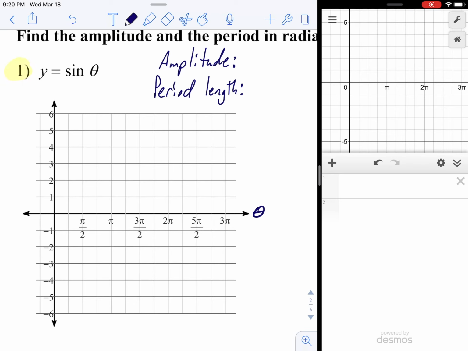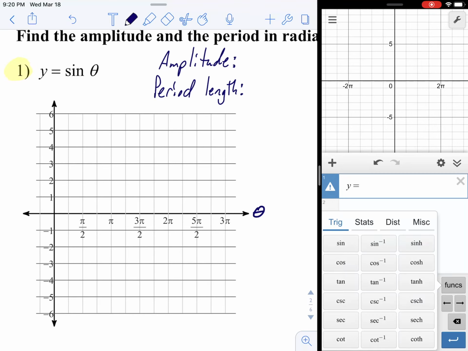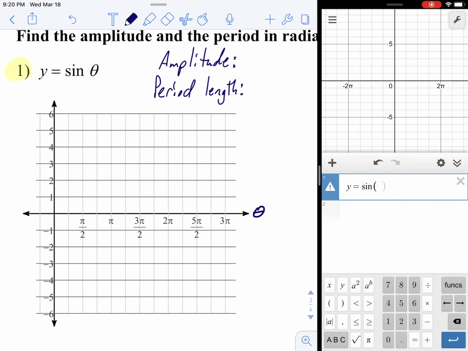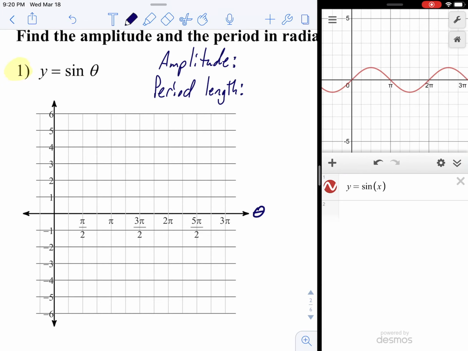Okay, so I'll hit the home button, and I'm going to type in y equals sine of x. And there you see in that red graph is a pretty funky, crazy wave. It goes through the origin, it goes up to the point pi over 2 comma 1, goes through the origin again. Here, let me kind of zoom in.